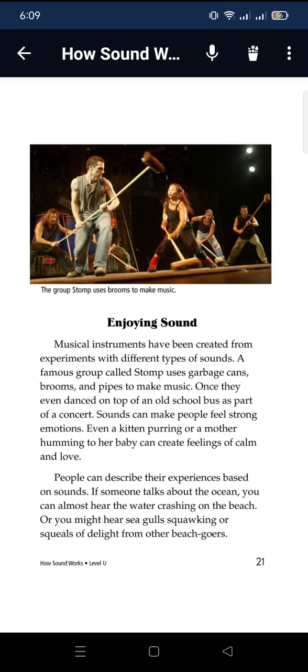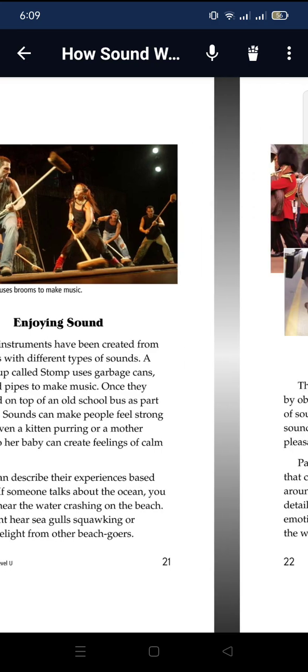People can describe experiences based on sound. If someone talks about the ocean, you can almost hear the water crashing on the beach, or you might hear seagulls squawking or squeals of delight from other beachgoers.